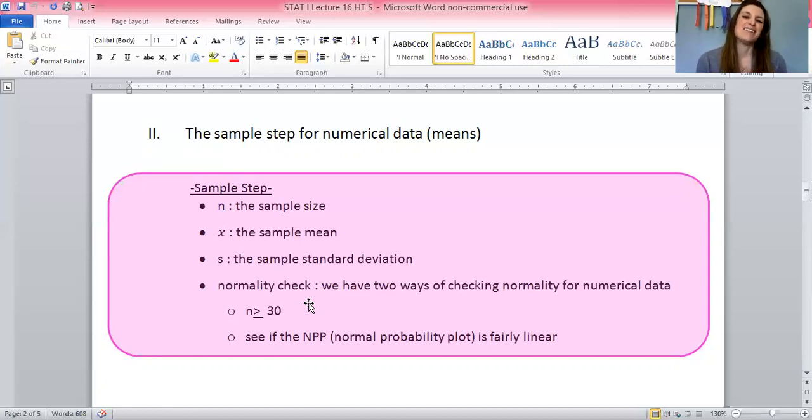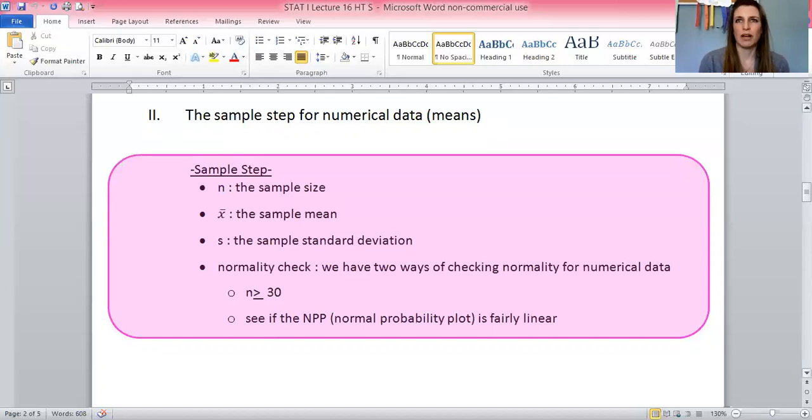What you would do is you would just say that n's greater than 30, check mark, it's done, yes, it's normal, kind of thing. So you just need to indicate to me. I don't want you just to say normal. I want you to show me how you know it's normal, right?